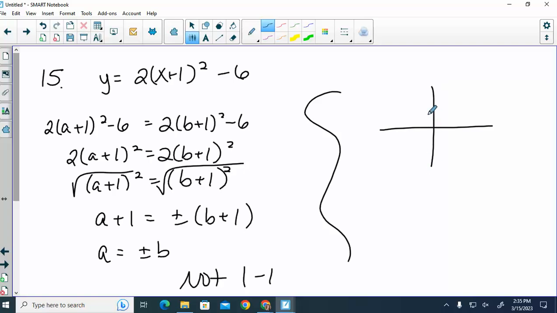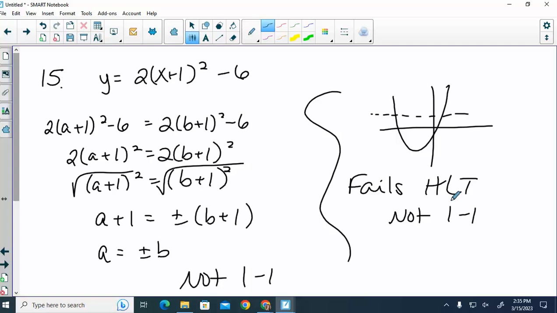You could also look at a graph. You can recognize that this is just a parabola. When you're looking at this parabola, what do you see? It doesn't. Yeah. So it fails the horizontal line test. So not 1-to-1. So you could do either method there. Vertical test if it's a function. Horizontal test 1-to-1.